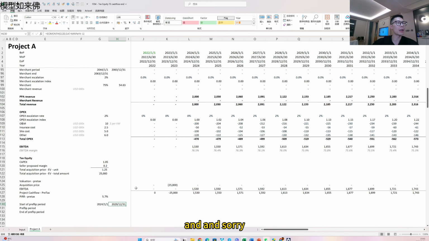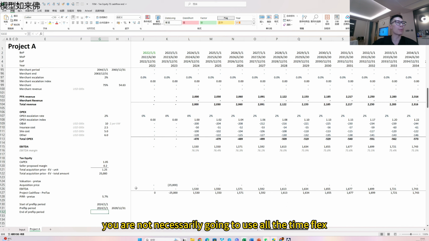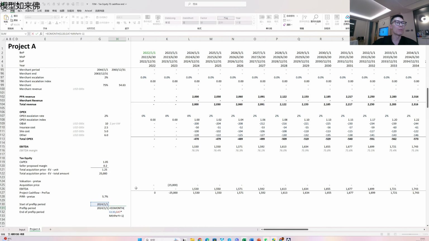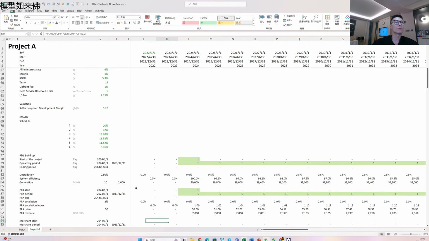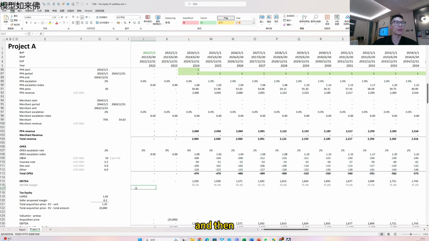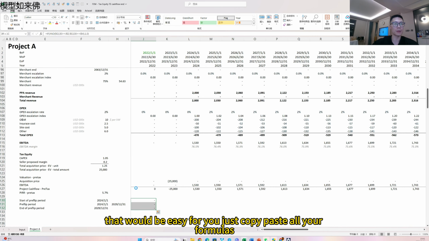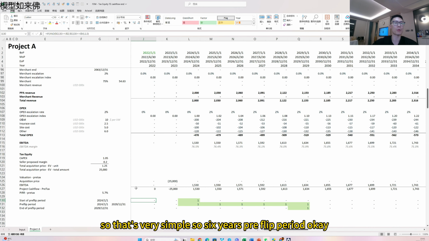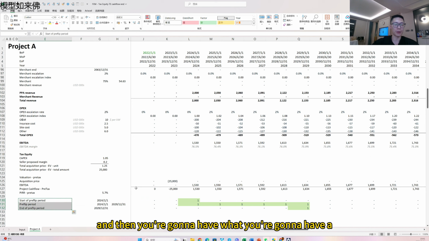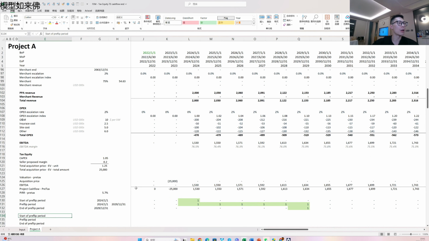So basically the same rule. And just to quickly recap, you're not necessarily going to use all the time flags here, just maintain the same practice. Keep the same format, and then that will be easy for you. Just copy paste all your formulas. So that's very simple. So 6 years pre-flip period, okay? And then you're going to have what? You're going to have a post-flip period. I'll just do that manually.